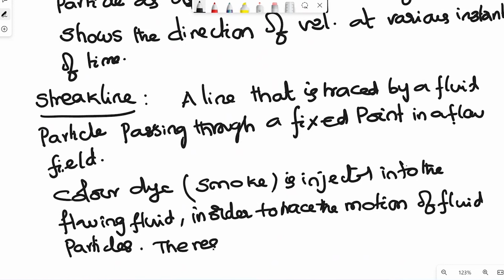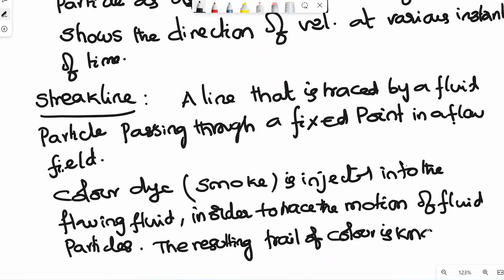The resulting trail of color, how this color particle is moving, is known as a streak line. For example, smoke emanating from a chimney, here the chimney is the fixed point.